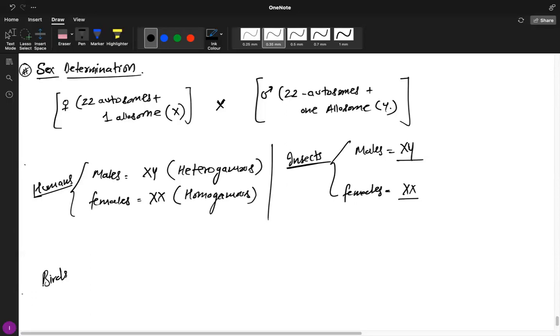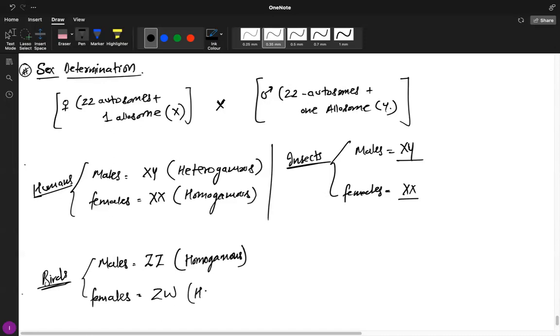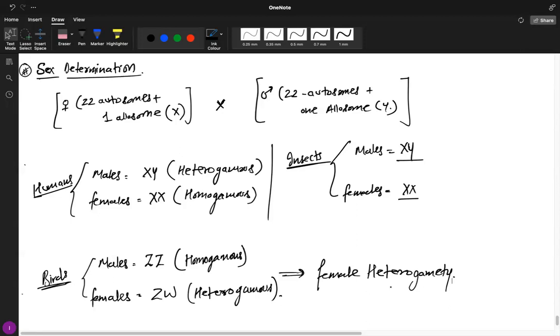But you have to remember, in birds it's quite different. In birds, the males are homogamous, and here we call it Z and Z. So males contain Z and Z, so they are homogamous. Just a different nomenclature for birds. They are still chromosomes. It's not like they look like Z. We just named it. And females are Z and W. Okay, so there is a female heterogamety in birds. So just remember it. Let's write down. Birds have female heterogamety in terms of sex determination, whereas insects and humans have male heterogamety.